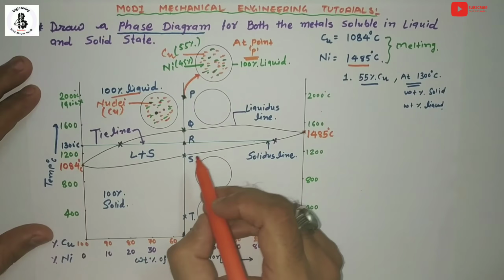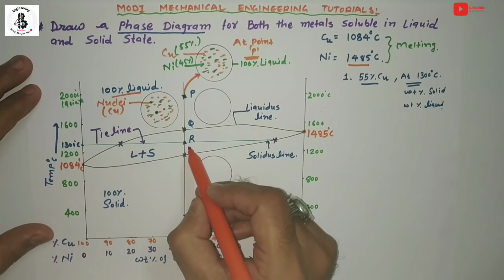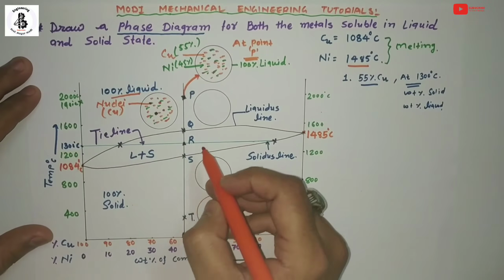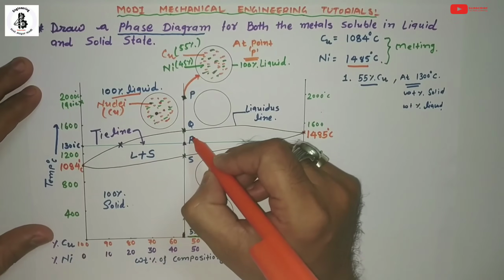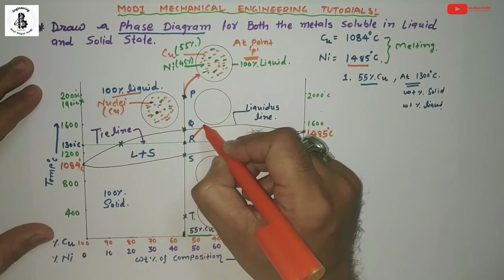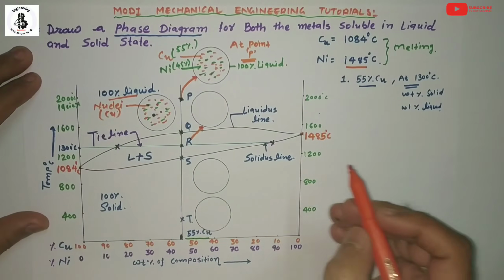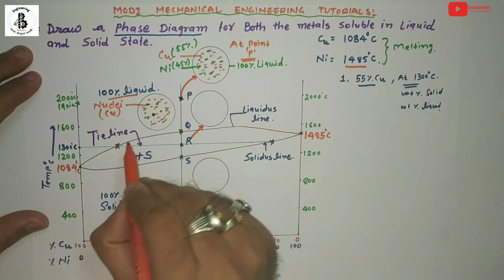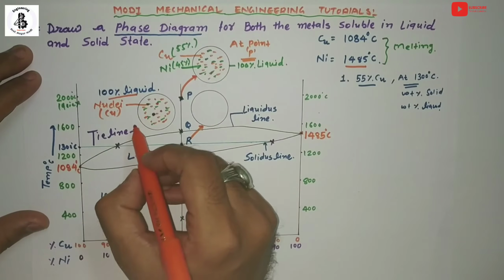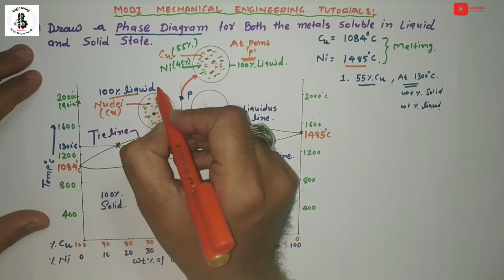Then, after this, we talk about a point on the tie line, and that point will be represented as the R point. So for R, that will be your microstructure. This microstructure belongs to the point number Q. So just note it down like this.